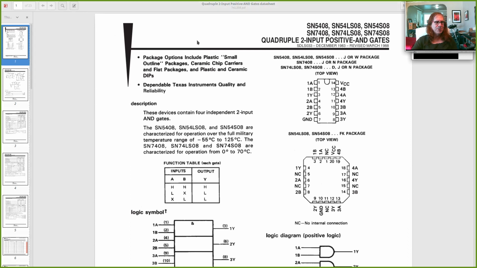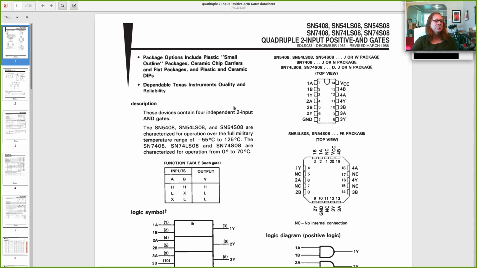My version was like 1 page. But here's a more detailed view of it. So here's the top view. This is like the picture that I drew. There's a little notch. There's the 14 pins. There's the numbering convention. Here's a description of it: 4 independent 2-input AND gates.